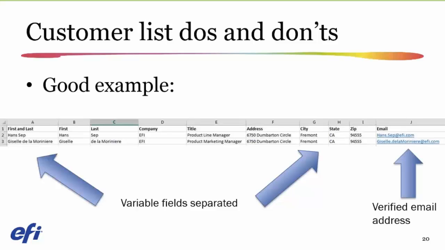In this example, all the potential variable elements have been separated, and the email address has also been verified. Like we mentioned before, sorting your list properly can mean postage discounts, so again, this is why it's important to have all variable fields separated. Remember, your campaign is only as good as your data.